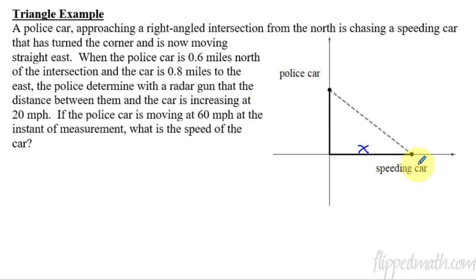So the speeding car is X distance away from the intersection. The police car, I'll call it Y for the up and down. And then this one can just be Z. All right, make a list.